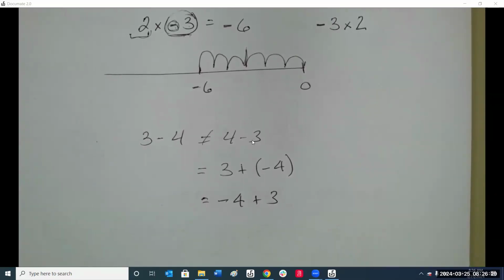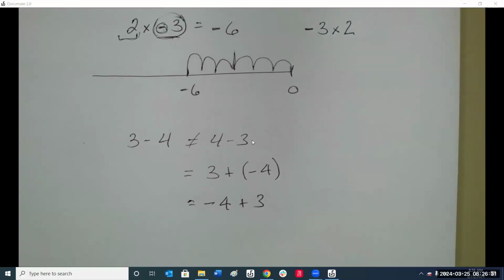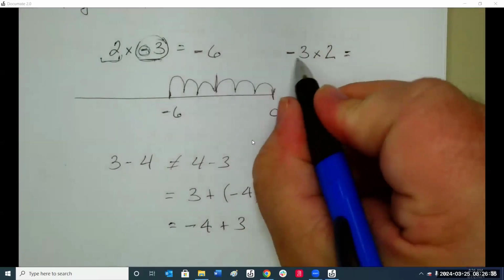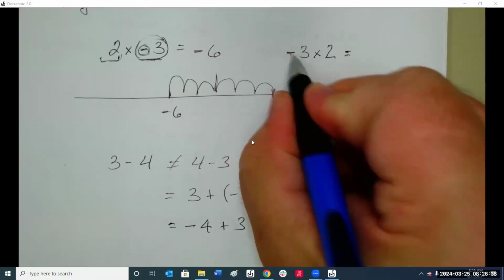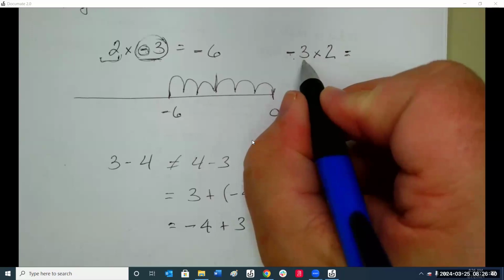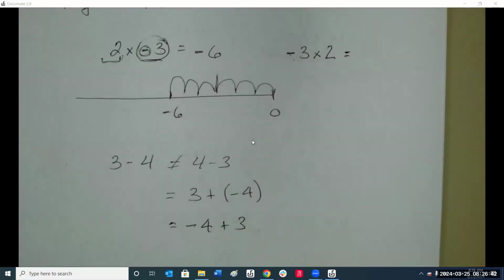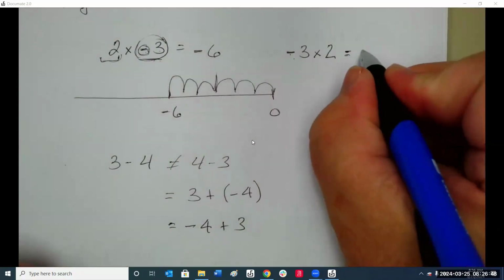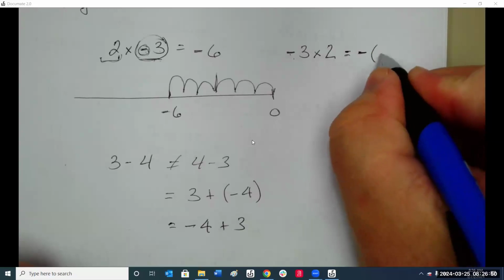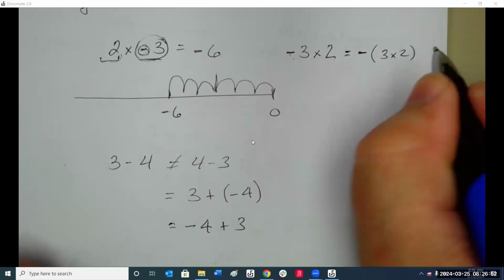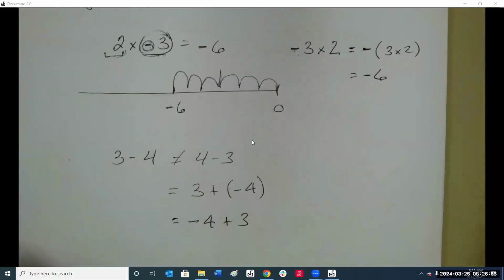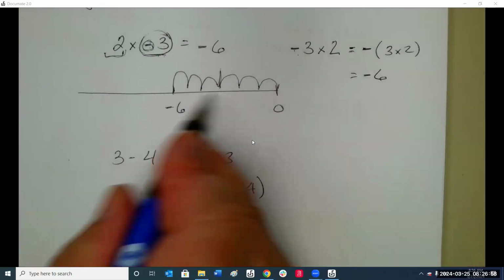Or there's another way we can teach them. In multiplication, now we'll come to the properties, if one number is negative, the whole thing's negative. So we could take out the negative and have 3 times 2, and then make it -6. Which is how we'd show this.